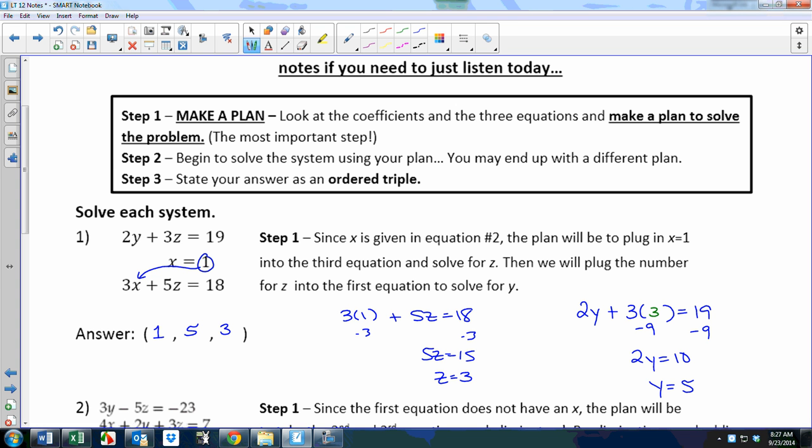Here in the room, that would be off the wall here, 5 feet over, and then 3 feet up. Just for reference sake of where that point is in space. All right, number 2.